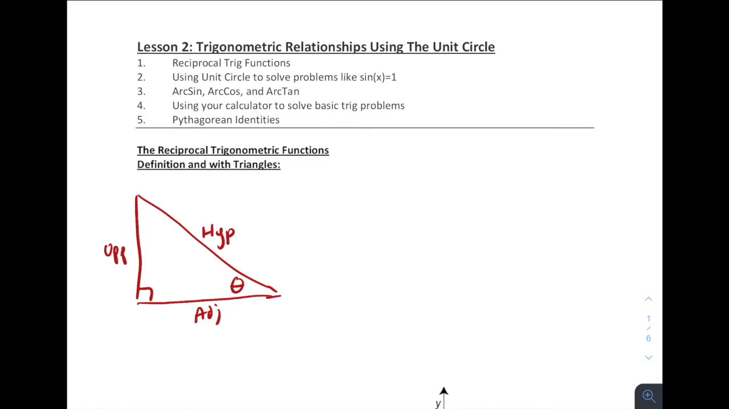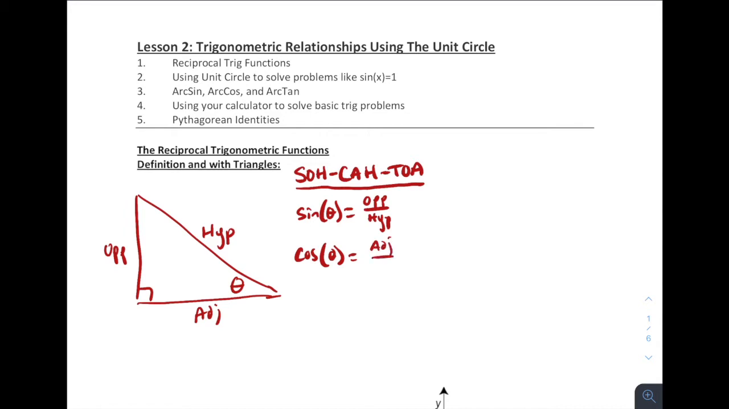We know from geometry that there's this acronym called SOHCAHTOA, that helps us remember the three basic trig functions for a right triangle, specifically that sine of theta is equal to the opposite over the hypotenuse, that cosine of theta is equal to the adjacent over the hypotenuse, and that tangent of theta is equal to the opposite over the adjacent. So these are the three basic trig functions, and these are the ones that are most commonly used. However, they are not the only trig functions that there are.